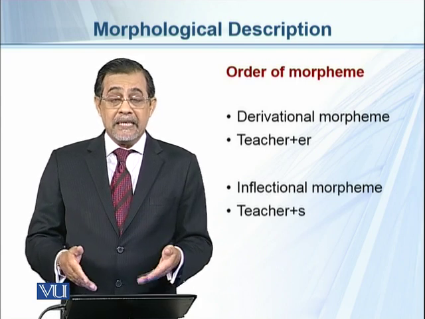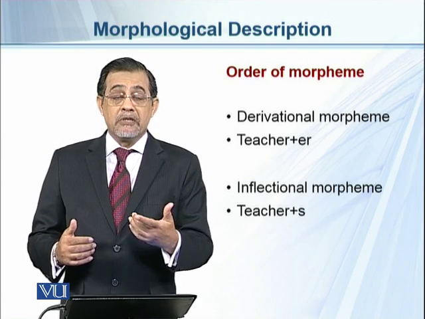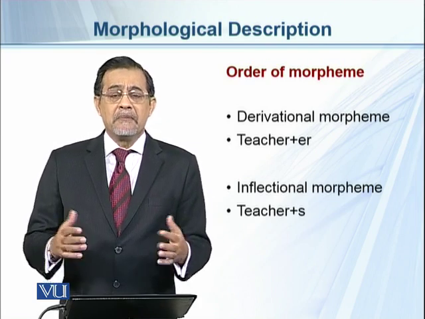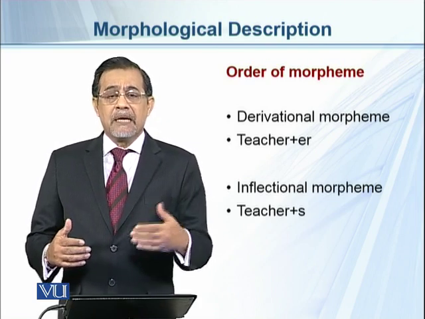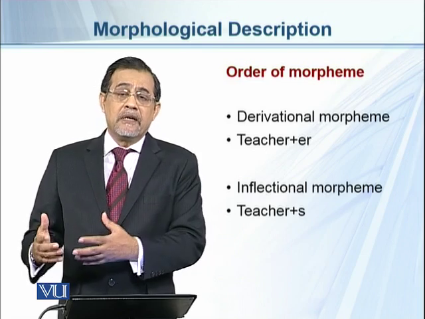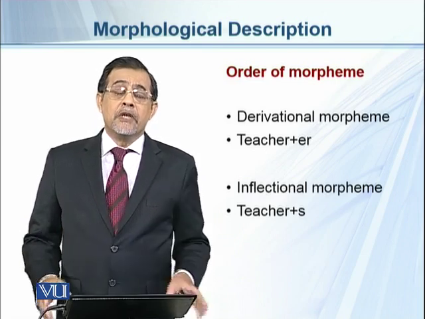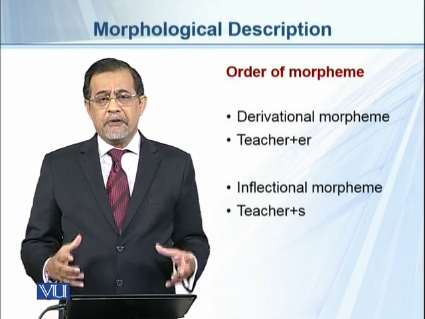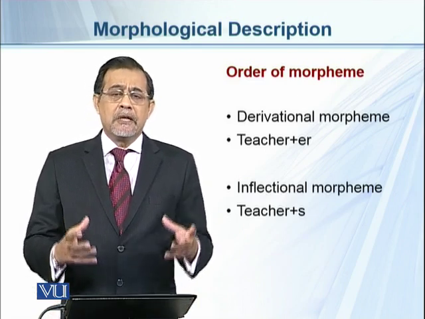So we have an example: teach becomes teacher after a derivational morpheme, and then teacher becomes teachers after an inflectional morpheme. So this is one way of describing the morphological process.